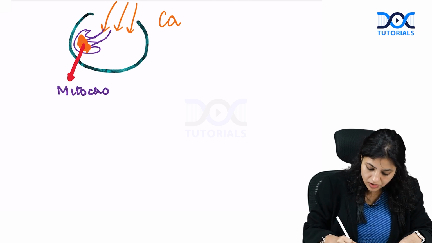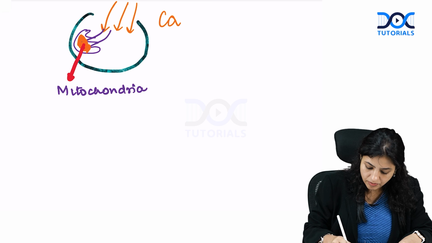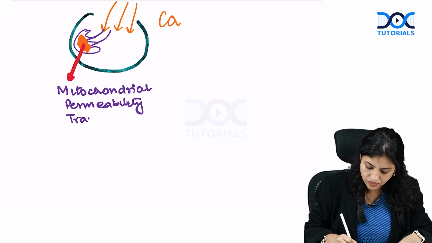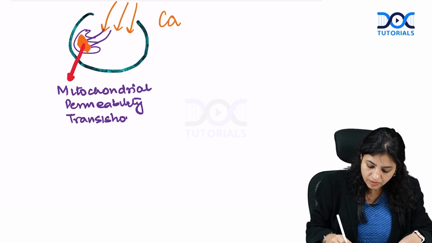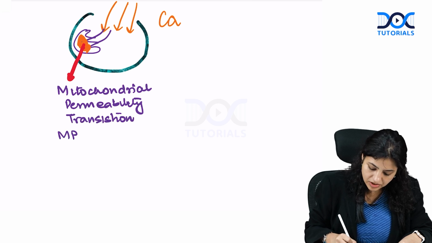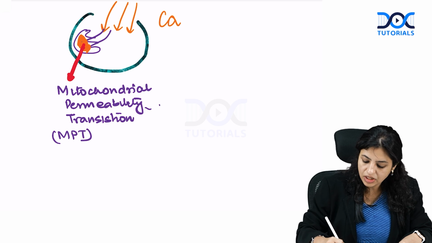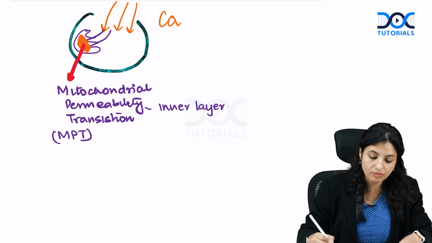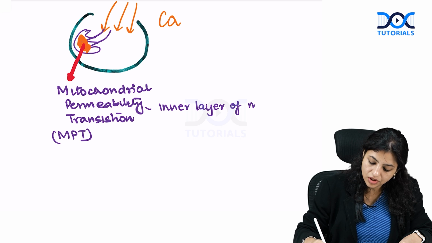mitochondrial permeability transition. This is very popularly called MPT. This is formed in the inner layer of mitochondria. Now that's a very important point. Remember that. Inner layer of mitochondria.